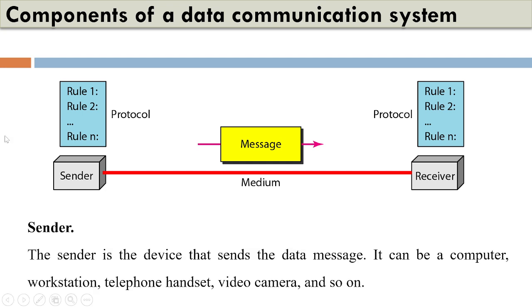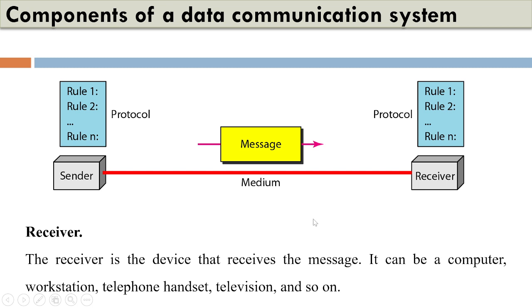Now we have a sender. The sender is the device which will be sending out the data, and it can be a computer, a workstation, a telephone handset, a video camera, and so on. So here the sender is sending the information through the channel to the receiver. Then we have a receiver, the destination system, which should agree upon what the sender is sending, and then it accepts the information.